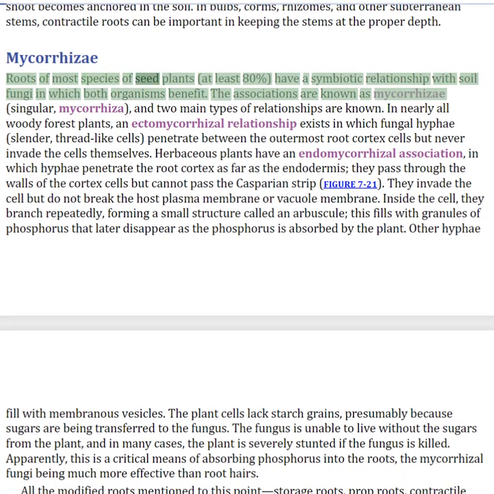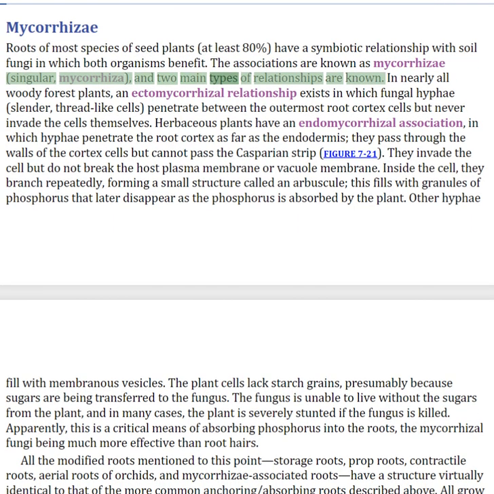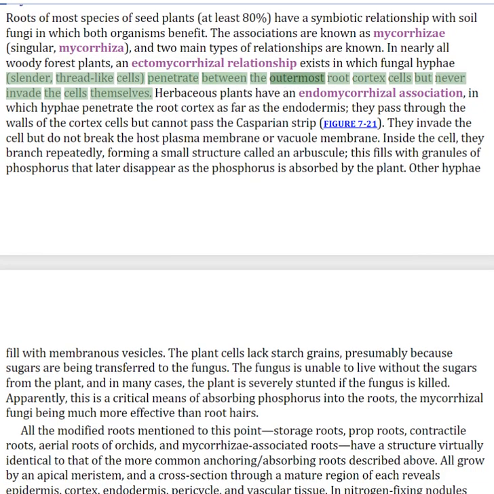Mycorrhizae. Roots of most species of seed plants have a symbiotic relationship with soil fungi in which both organisms benefit. The associations are known as mycorrhizae. And two main types of relationships are known. In nearly all woody forest plants, an ectomycorrhizal relationship exists in which fungal hyphae penetrate between the outermost root cortex cells but never invade the cells themselves.